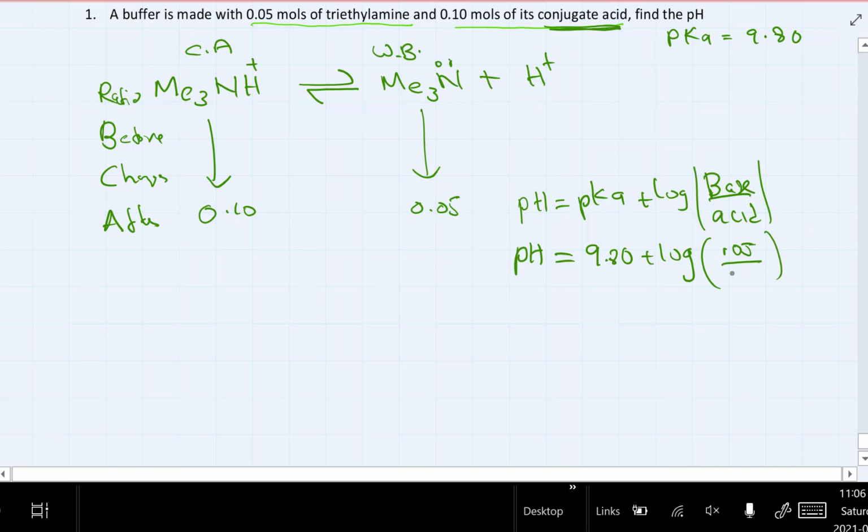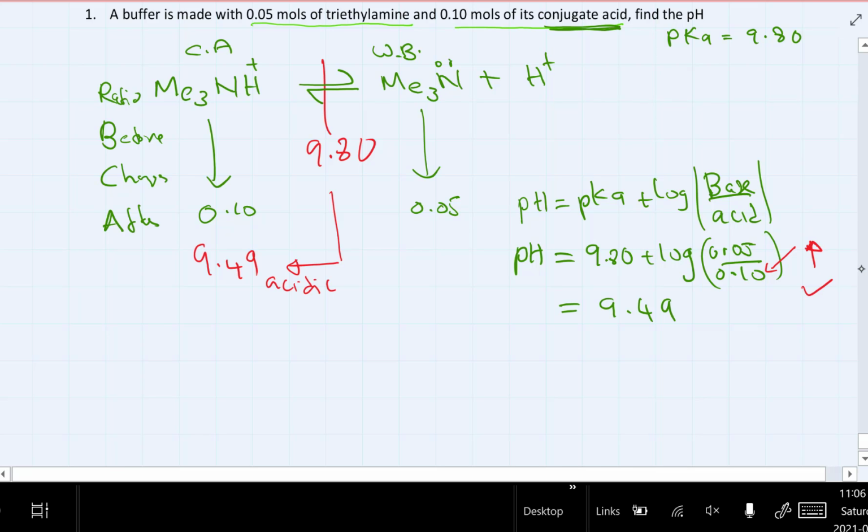And log base is 0.05 and acid is 0.10. We know where it's going already because acid is larger, right? So solve within the bracket, take the log value and get the final value, which is 9.49. Now the pKa is 9.8 when it is 1 to 1. We are sitting at 9.49.